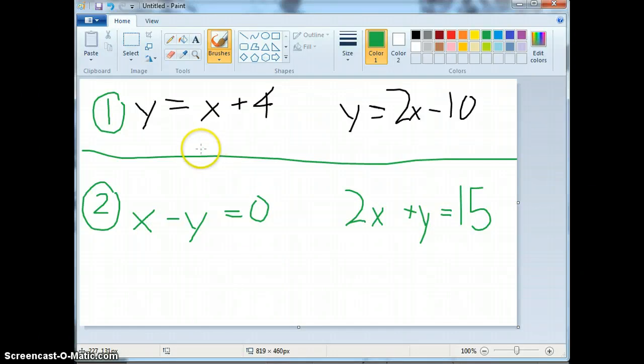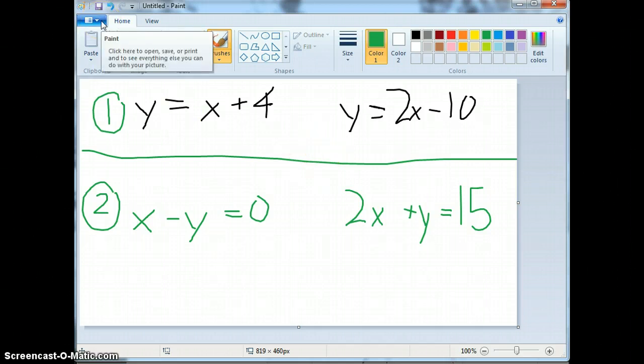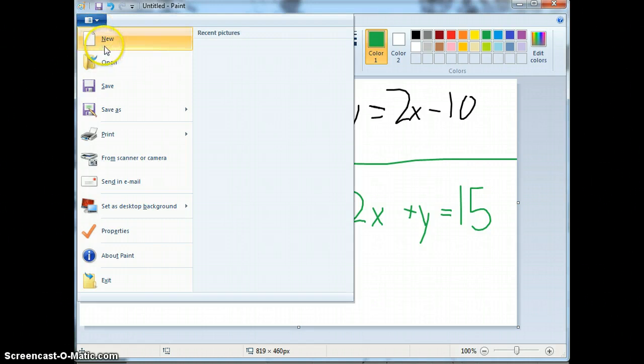Alright, so those are your two problems. I want you to write those down, and I'm going to collect them in class. Okay, so what I'm going to do is I'm going to clear this off, make sure you have those down, and that's part of your homework.